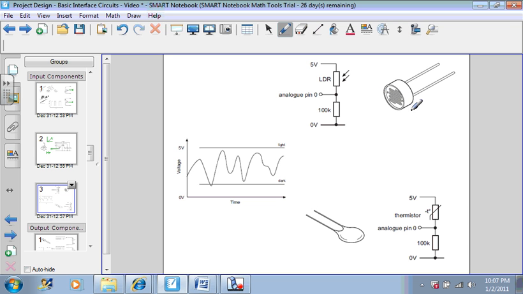These are some sensors that change ohms with light and temperature. So it has a varying output depending upon what the input is. And you can see these are voltage dividers. And once again, they output an analog voltage. And that will go to an analog to digital converter.